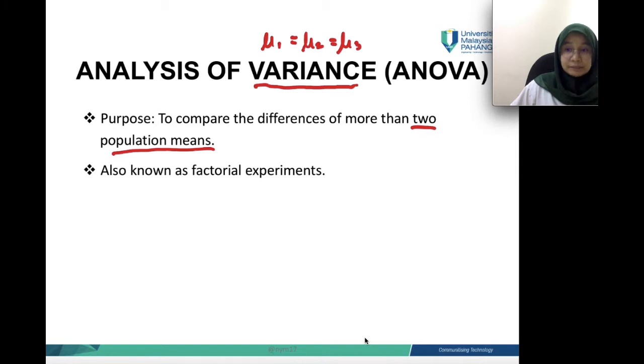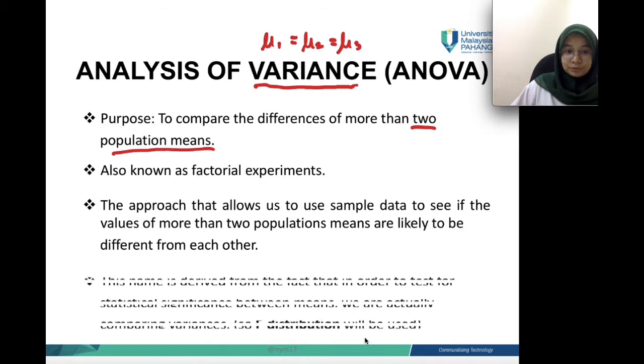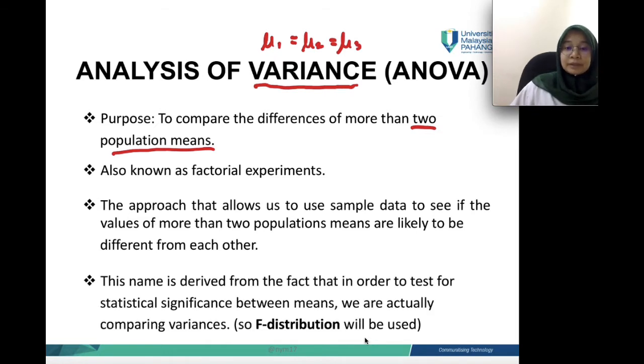It is also known as factorial experiments. It is the approach that allows us to use sample data to see if the values of more than two population means are likely to be different from each other. We want to compare the populations, but we use the sample, the same as in chapter 2. The name is derived from the fact that in order to test for statistical significance, we are actually comparing variance. When we compare variance, we use the F distribution. We use the F test. So no more Z, no more T, no more chi-square. This one is the F distribution.